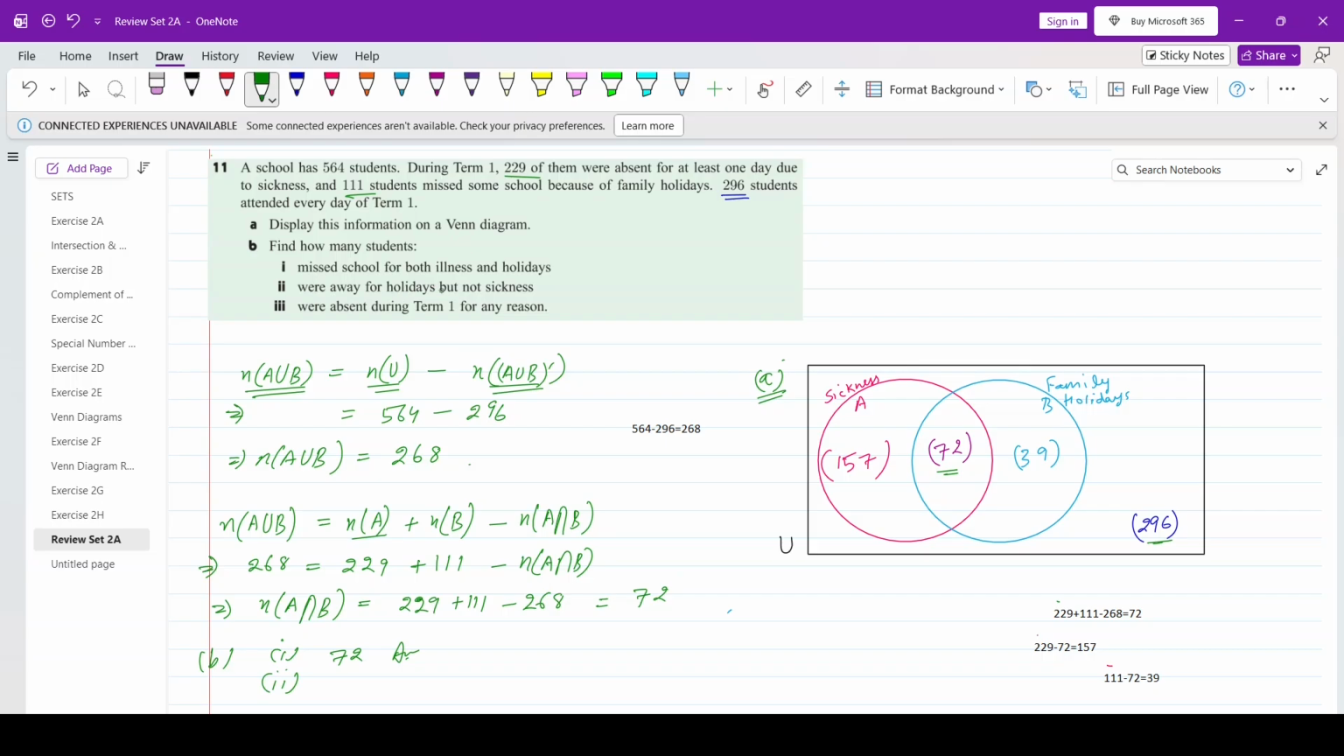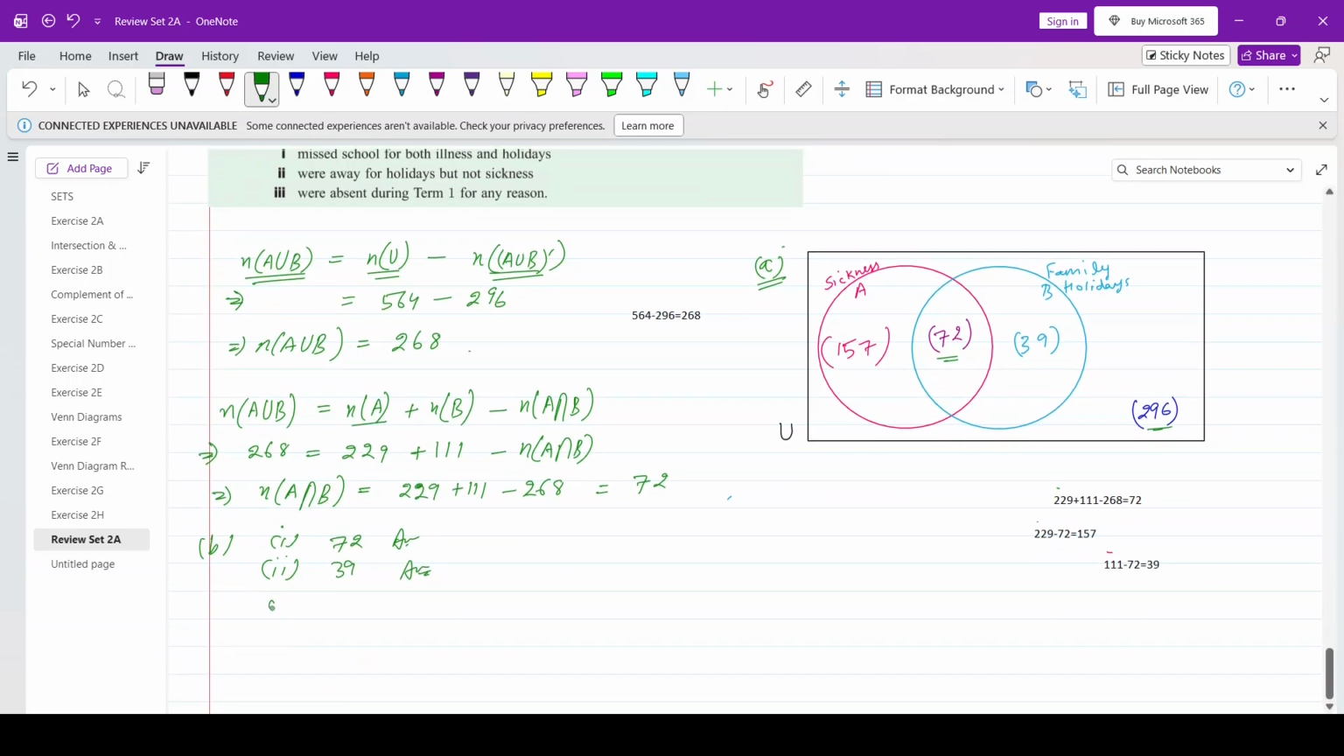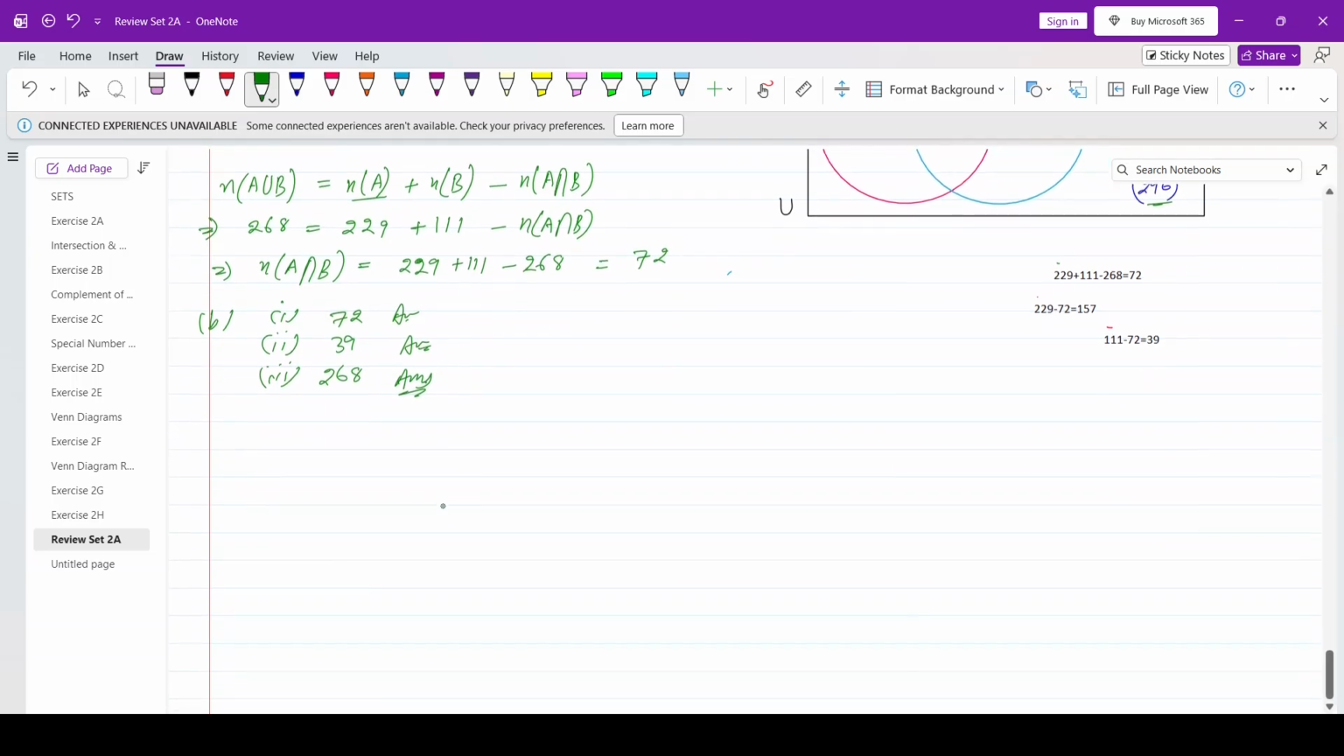Were away for holidays but not sickness. Holidays but not sickness. So that is 39. Were absent during term 1 for any reason. So that is going to be A union B. A union B is 268. Let's go to the next question.